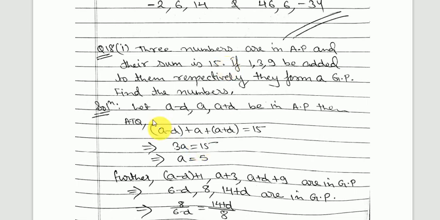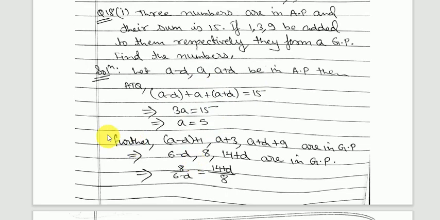So let the numbers be A minus D, A, A plus D, in AP, where D is the common difference. According to the question, the sum of these three will be 15. So I get 3A equal to 15, that means A equal to 5. So I get A, the middle number. Now next it's saying that if you increase the first one by 1, second by 3, and third by 9, then the resulting numbers will be in GP. So A minus D plus 1, A plus 3, A plus D plus 9 are in GP.